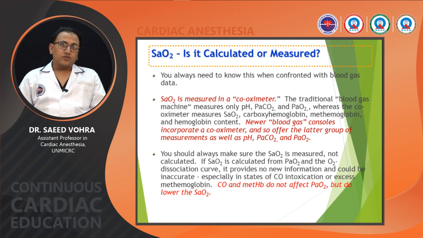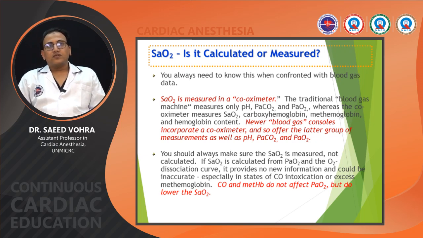Now SO2, the oxygen saturation of hemoglobin. Is it calculated or measured? In modern ABG machines, the co-oximeter is combined with the ABG machine, so usually it is measured. Carbon monoxide and methemoglobin poisoning do not affect the PO2, but they do affect the arterial saturation.